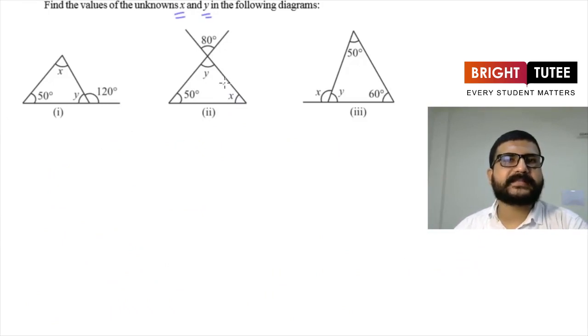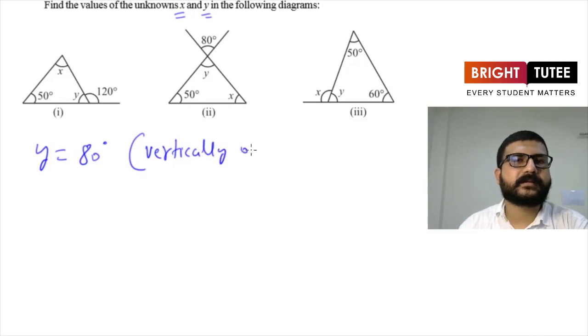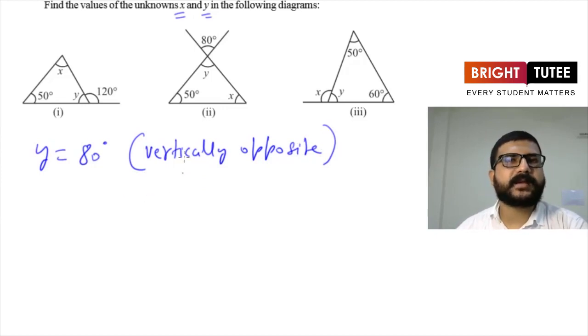Here also two of the angles are unknown. So what we can do here, can we find angle y first? Yes, we can do that. Y will be equal to 80 degrees, as these two angles are vertically opposite angles. So we can write it here, vertically opposite angles. And we know vertically opposite angles are equal. Now we got the value of y. How to get the value of x?